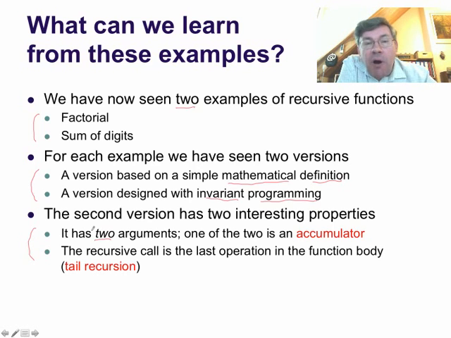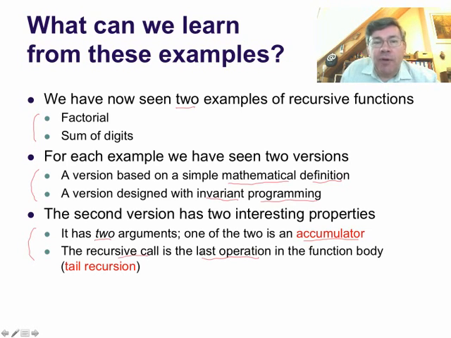First of all, it has two arguments, one more than the simple version, and one of the two accumulates the result, and we call it an accumulator. Also, the second version has a property called tail recursion. It means that the recursive call is the last operation in the function body.